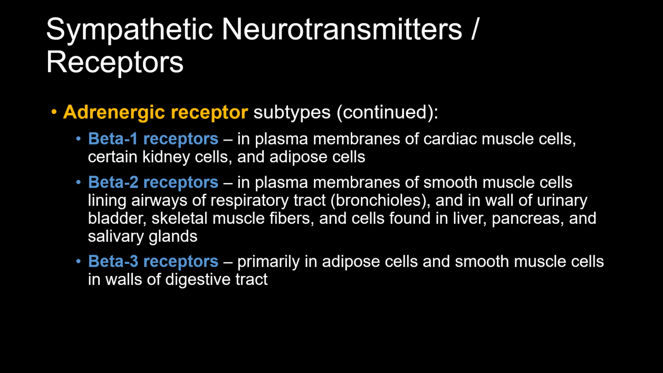Beta 2 receptors are found in the plasma membranes of smooth muscle cells lining the airway passages of the lungs. These are the bronchioles. They're also found on skeletal muscle fibers, smooth muscle cells of the urinary bladder, and smooth muscle cells lining the blood vessels serving skeletal muscles, liver cells, pancreas cells, as well as some of the cells of the salivary glands. And then beta 3 receptors are located predominantly on the cells of adipose tissue, as well as smooth muscle cells in the walls of the digestive tract.